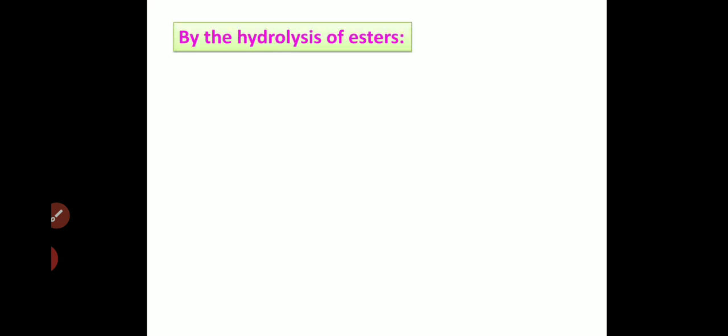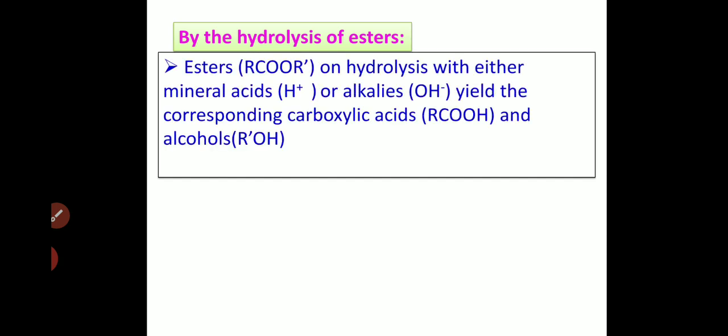Now the third one, by the hydrolysis of esters. What are esters? These are also derivatives of carboxylic acids. We have seen what esters are, their functional group, and their nomenclature in previous sessions, in the carboxylic acids part 1 session. Esters have the general formula RCOOR dash. Esters on hydrolysis with either mineral acids or alkalis yield the corresponding carboxylic acids RCOOH and alcohols R dash OH.